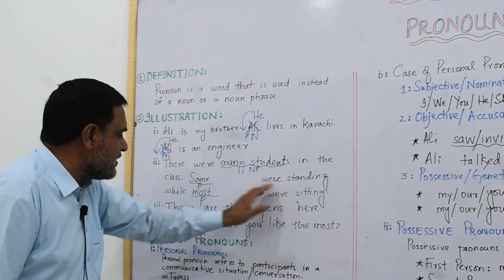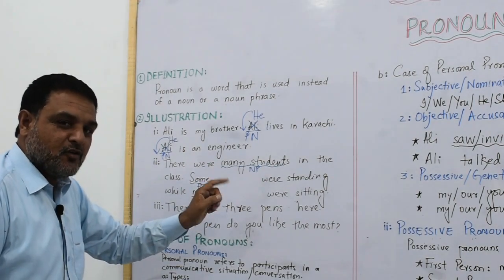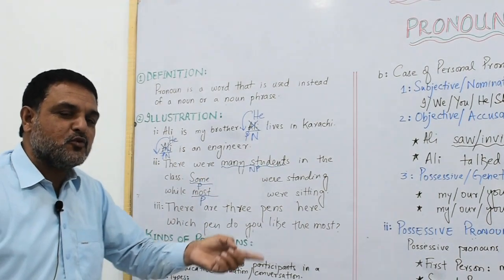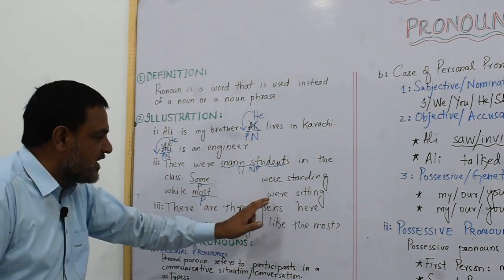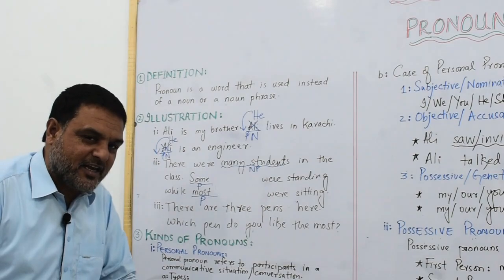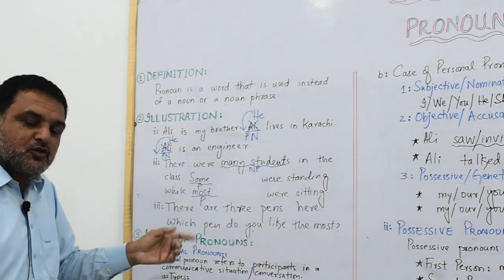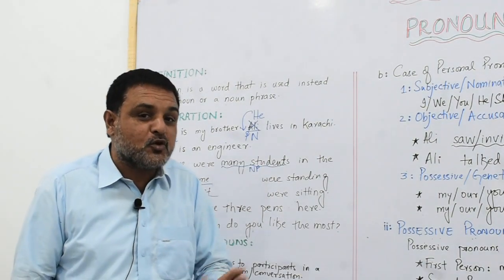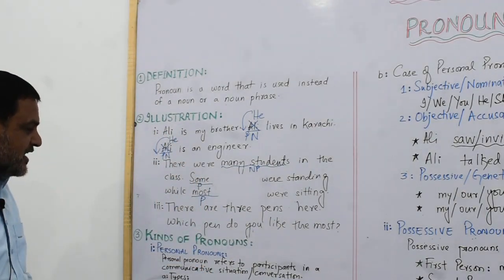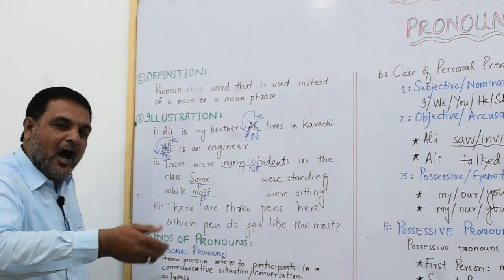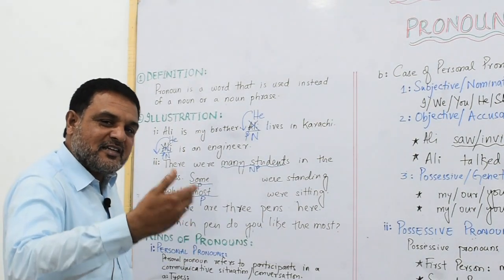Some were standing. Some means students. We have not used the word students; we have used some in place of students. So it's a pronoun. And while most were sitting, instead of saying "while most students were sitting," we have only used most. So most has replaced most students, a noun phrase. So this is why we will call most a pronoun. This is how a pronoun replaces a noun.